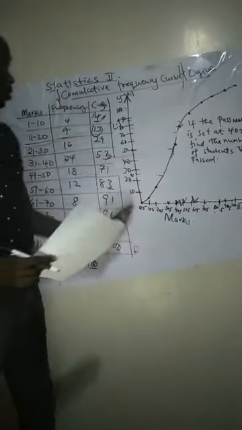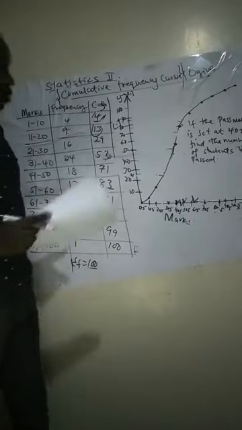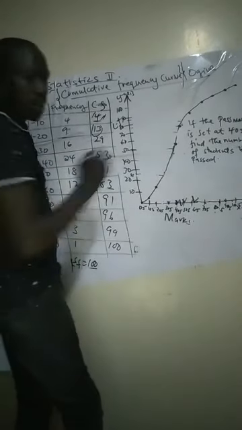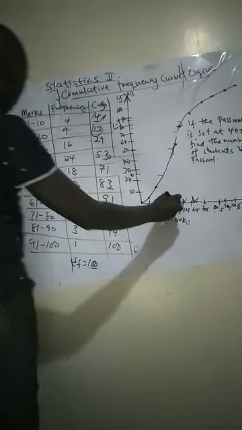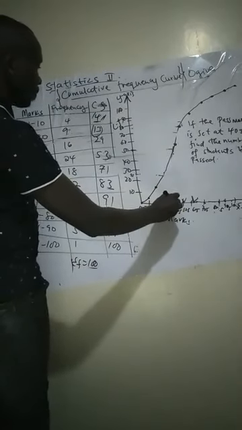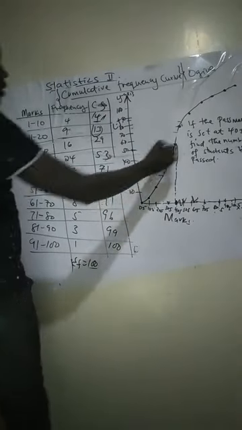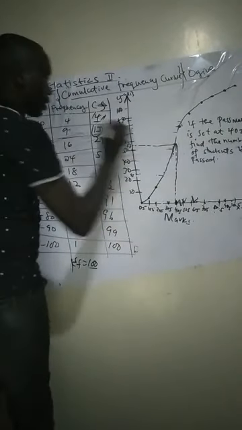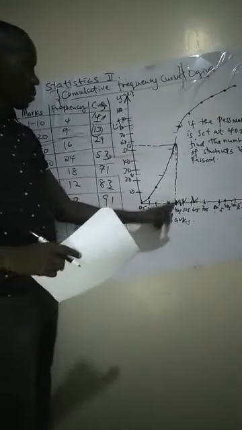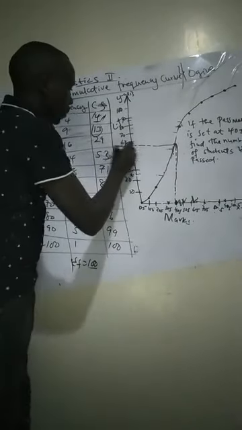Remember, this is max. So you may set the pass mark at 40.5. I want to see how many students will pass. If you want to know how many students passed the test, then you come all the way to 40.5, then move along that line until you meet the curve, then move along that line. In this case, you'll find this is 53.